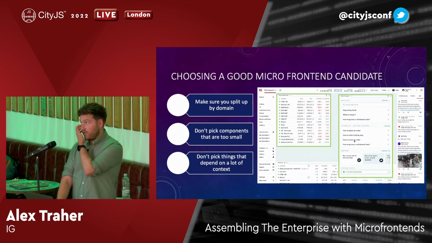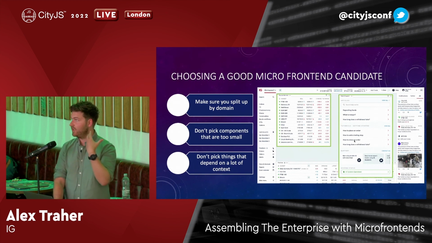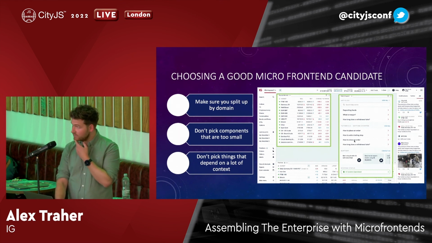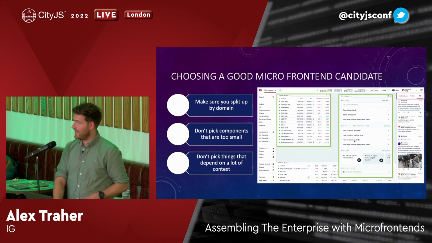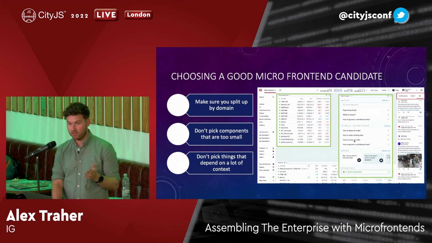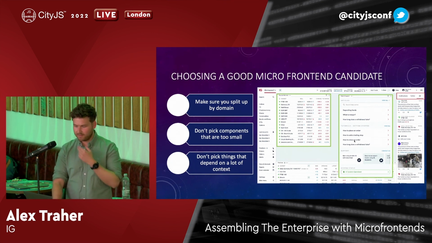Similarly, this popular markets list is a list of data that can load its own data. And again, it's not too small. It doesn't depend on a lot of context. Conversely, this little group of tabs in the top right, they're just way too small and are not appropriate to be a micro front end.